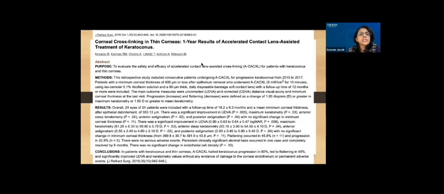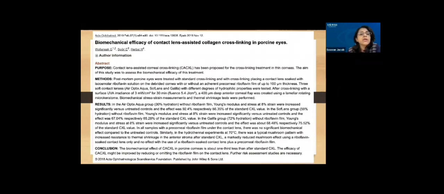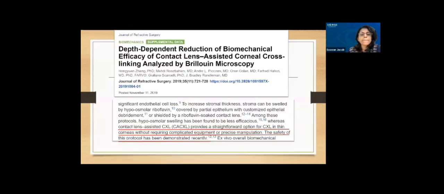These are other studies of CACXL by Boris Neiser et al. Here's the study of the biomechanical efficacy of CACXL by Wollensak and Sperl, and they showed the importance of the effect of different types of contact lenses, and also the fact that you can actually increase the effect of CACXL by omitting the riboflavin film on the contact lens.